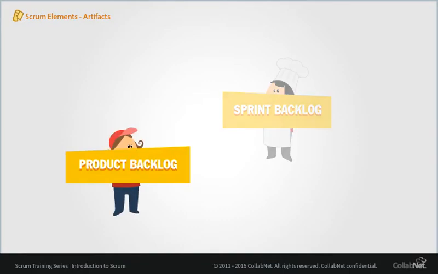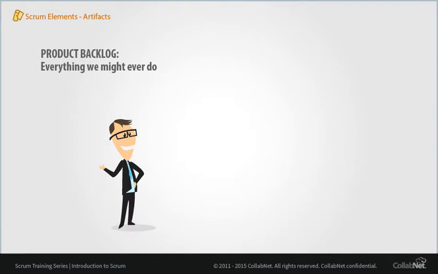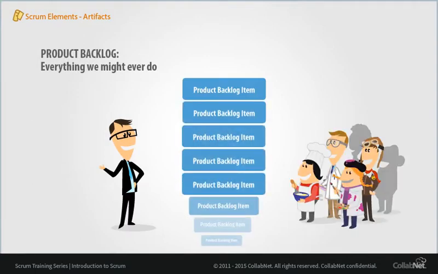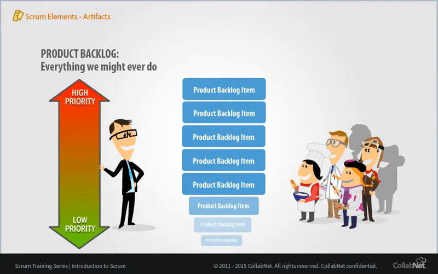The two important artifacts in Scrum are the product backlog and the sprint backlog. The product backlog is a one-dimensional, force-ranked list of customer-centric features prioritized by the product owner. It's a list of everything we might ever do. If it's not in the backlog, it doesn't exist. Anyone can add items to the product backlog, but the product owner has got to prioritize them, and the Scrum Master has got to make it visible.